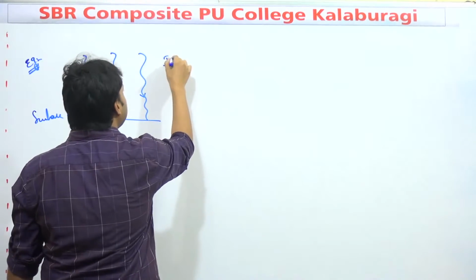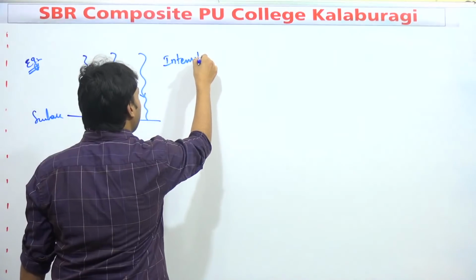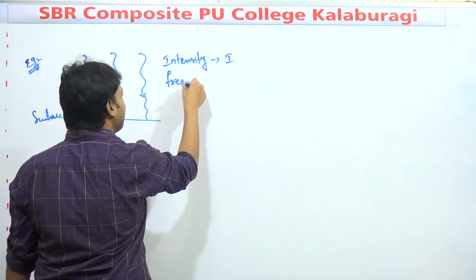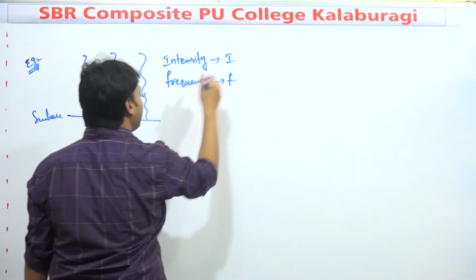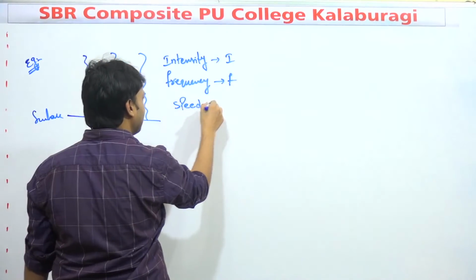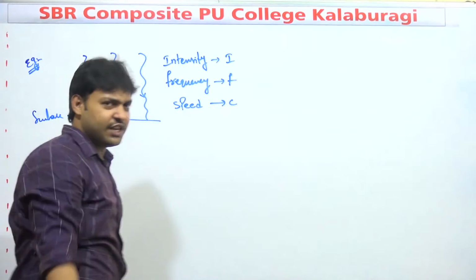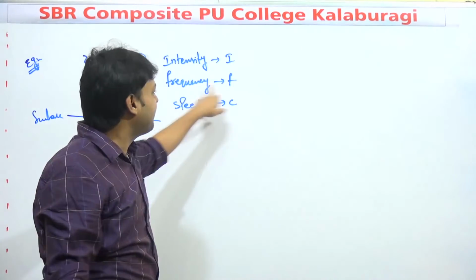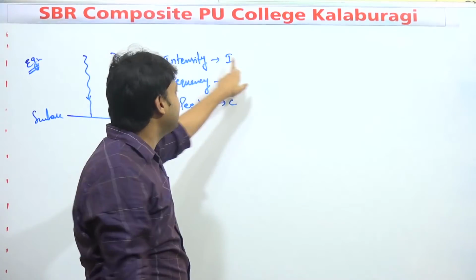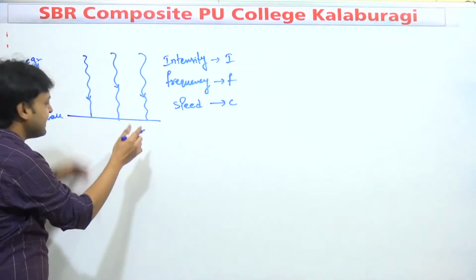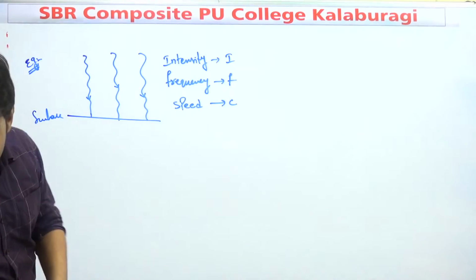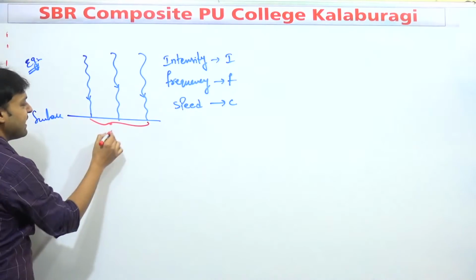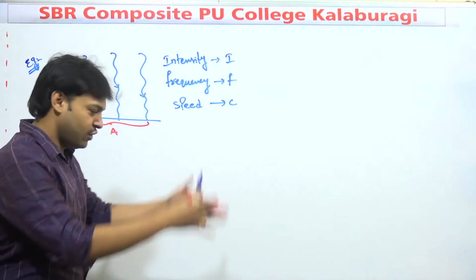The photons are having intensity I, frequency F, and speed, assume C, the speed of light. We already studied the properties: the speed of the photons is nothing but the speed of light. The photons have frequency F, and intensity is I, and they strike a surface whose area I am considering as A.